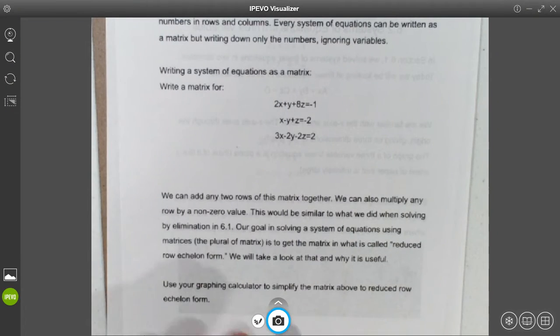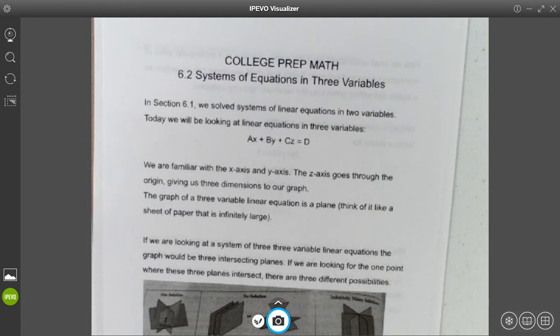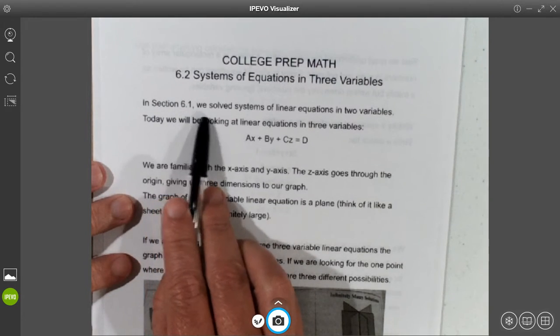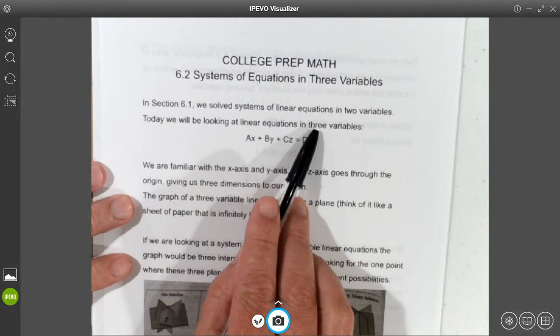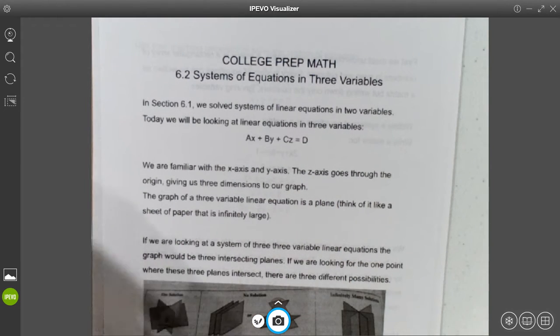All right, hey guys, we are taking a look here at section 6.2, systems of equations in three variables. In section 6.1, we've been working through linear systems involving two variables. We talked about how to graph those, and how to solve those by elimination and by substitution.